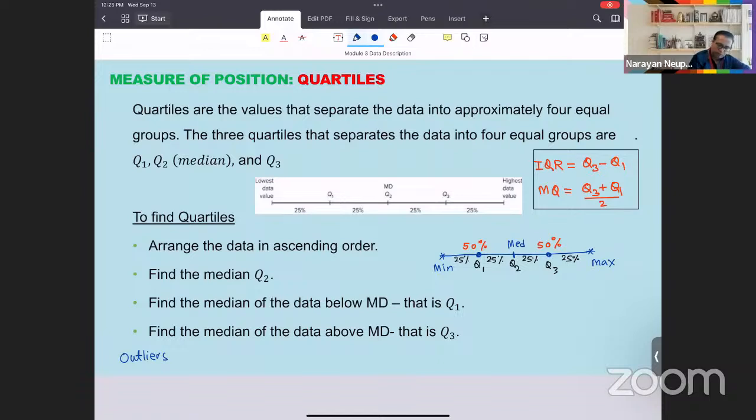Outliers are the values greater than this one, Q3 plus 1.5 times IQR, or smaller than this value, Q1 minus 1.5 times IQR.